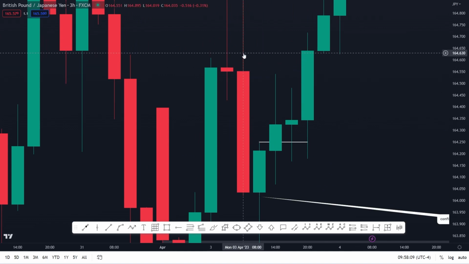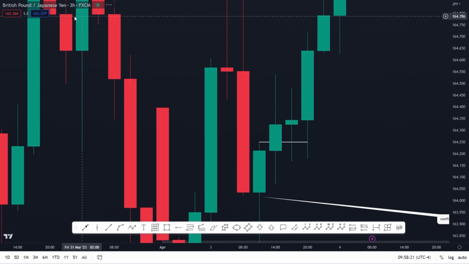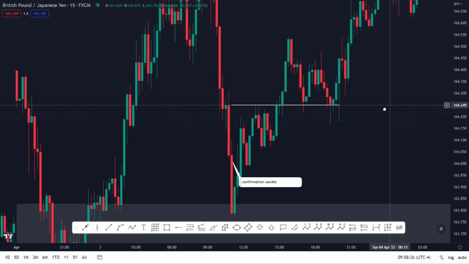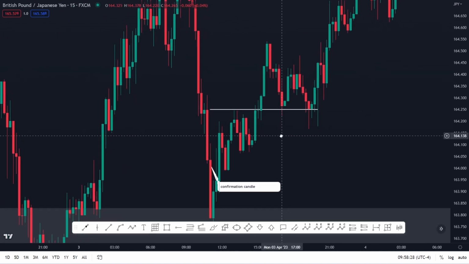But if we move on to the lower time frame, we are certain that we might see a break of structure, because we are in the 3 hours. Let's try to move on to at least the 15 minutes and find it. Let's look at this area. As you can see, a clear break of market structure here.